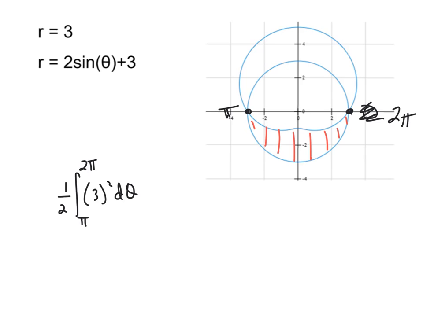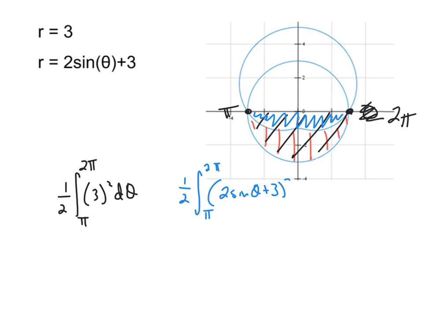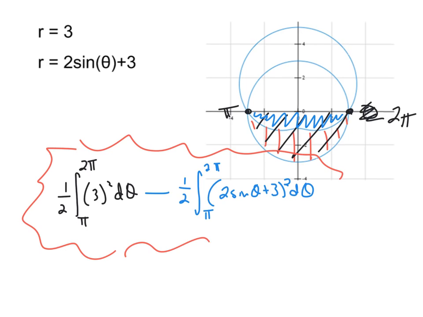Now let me write down what we just found. We just found that area in black. Next, I want to find the area, this right here, of the limacon. So I'm going to have 1/2 the integral from pi to 2 pi of (2 sine theta plus 3) squared d theta. And I should just be able to subtract them. And again, that will give me the red area that I want. So make sure you are getting the bounds in the correct order.